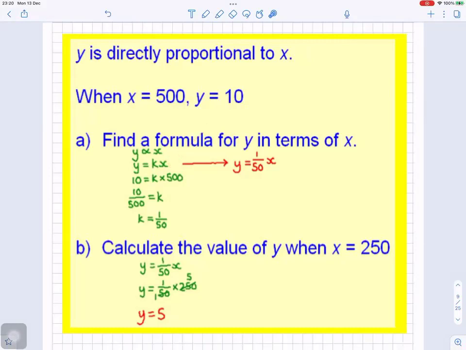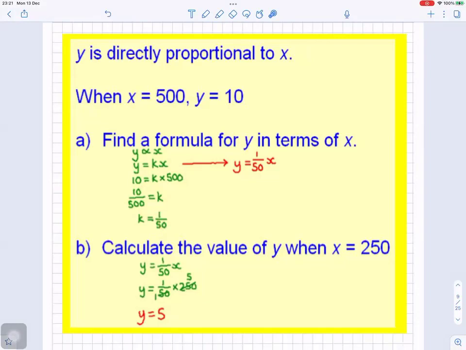The question says Y is 10, so we sub Y as 10, and X is 500. We put X as 500. So K is equal to 10 divided by 500. The inverse of times 500 is divided by 500. The zeros will cross out. So K is 1 over 50. It's best to leave it as a fraction.